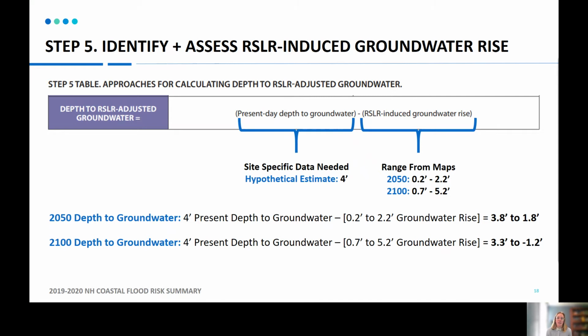And then we would determine that the 2050 depth to groundwater using some basic math ranges from 3.8 to 1.8 feet at the sites. And the 2100 depth to groundwater ranges from 3.3 to negative 1.2 feet at the sites, meaning that in some locations, groundwater may actually breach the surface of the sites, compounding surface water inundation from sea level rise. Following that, you're directed to consider the implications for your site. In this case, think about culverts, roadbed depth, and what these changed groundwater levels mean for those factors.